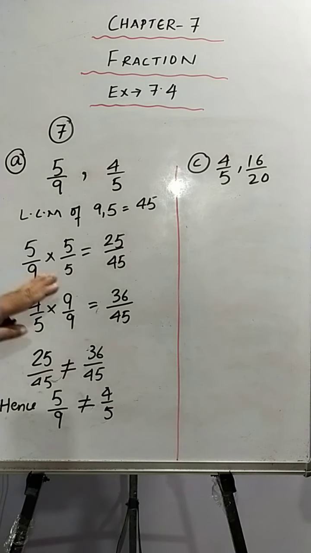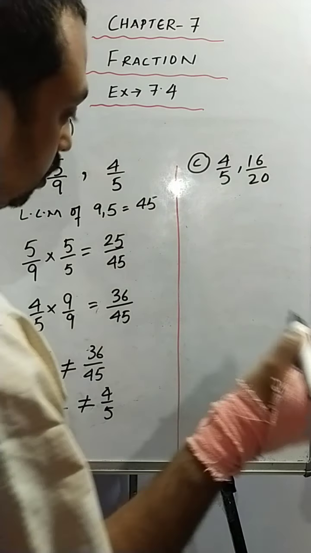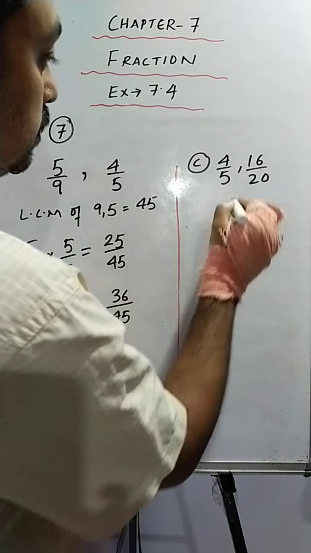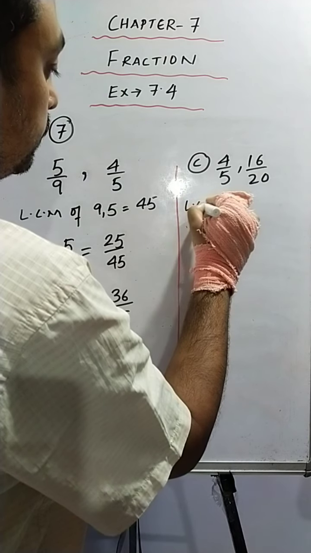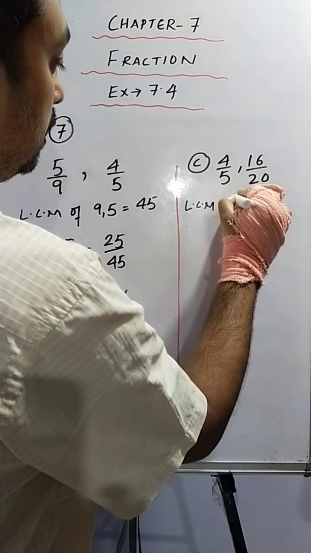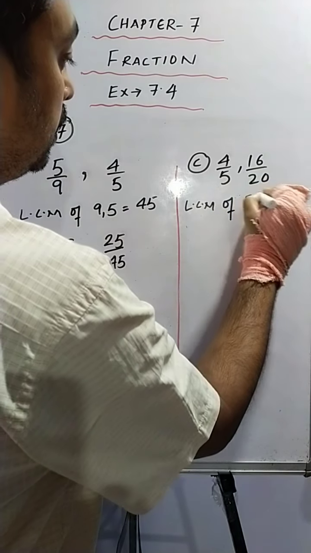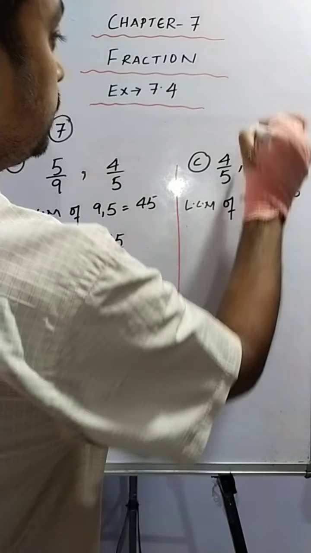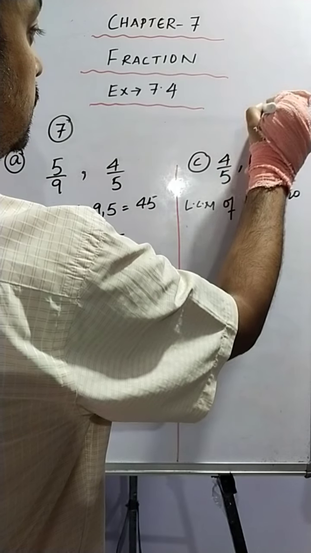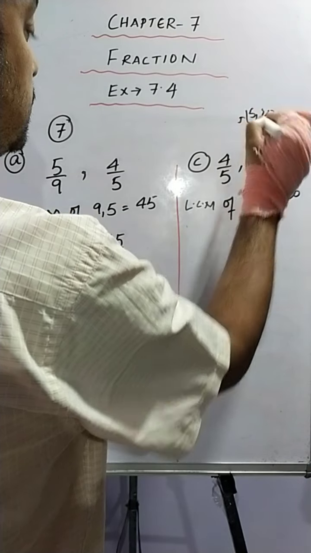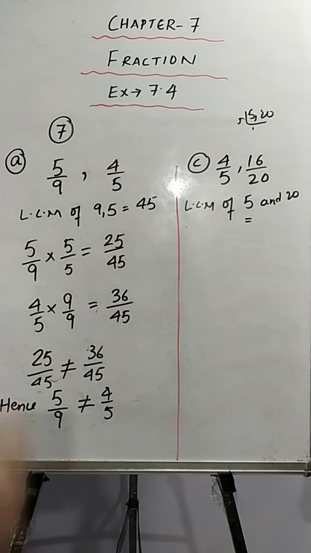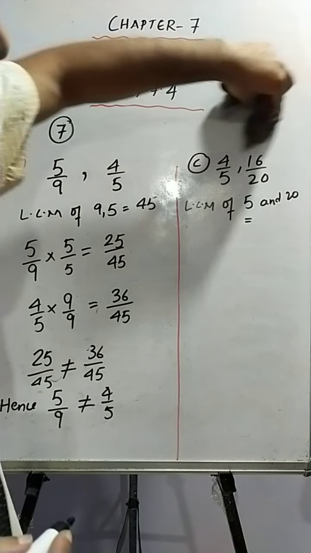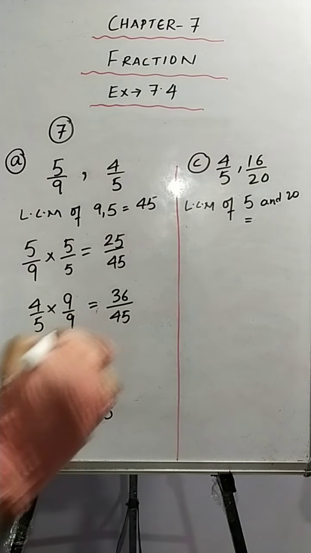Okay, same thing we'll do with question number C also. And for B and D, all you have to do is the same. So let's find out the LCM now. LCM of 5 and 20. The LCM of 5 and 20 is 20 only, I guess. Yes, 20 only. So LCM is 20.